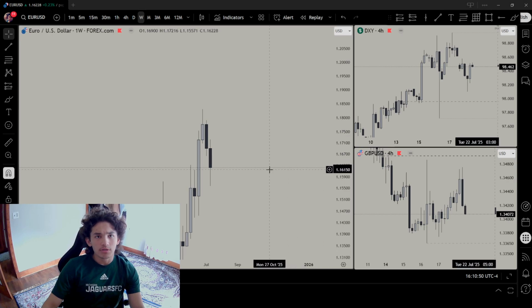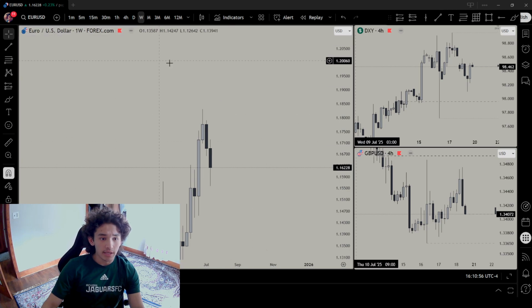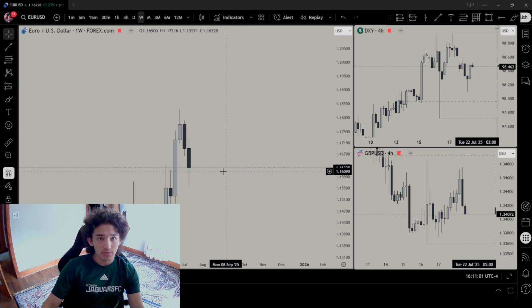All right, folks, welcome to a weekly market forecast on where I think the market will head on EURUSD, GBPUSD, and DXY. This is the higher time frame draw on liquidity analysis, forecast, outlook, whatever you guys call it. So we'll get straight into it on the weekly time frame.